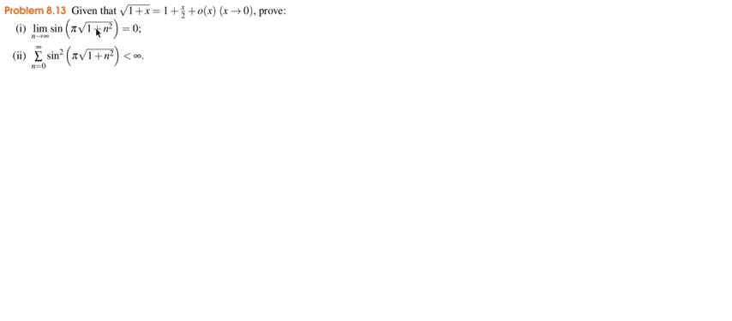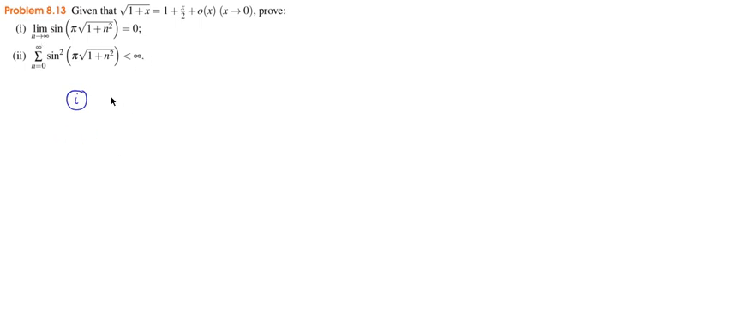Problem 8.13, given that the square root of 1 plus x can be written as 1 plus x over 2 plus small o of x when x goes to 0, prove these two: the first limit and the convergence of the series. Okay, so this problem is again another example of the power of these Taylor approximations, how we can use them to prove a lot of things in other areas of math.